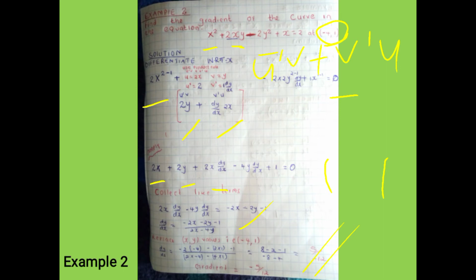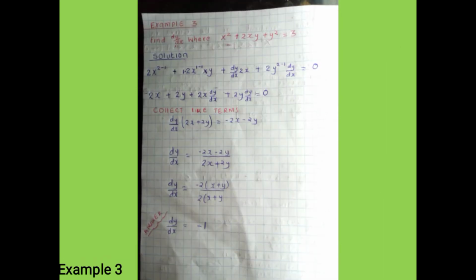Let's go to example number 3. The question asks, find dy dx where x squared plus 2xy plus y squared is equal to 3.